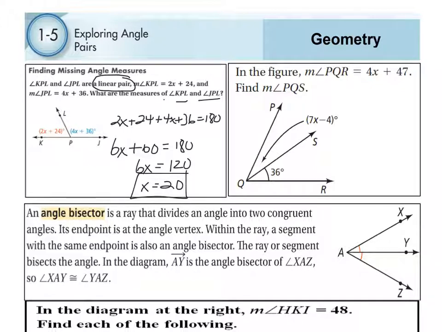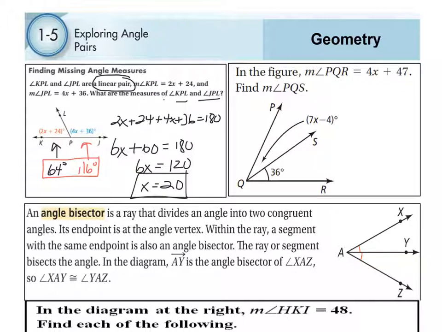If I plug it back into this angle right here, 2 times 20 is 40 plus 24 gives me 64 degrees. And then if I plug it in over here, 4 times 20 is 80 plus 36 gives me 116 degrees. Now how can I check my answer? Those two had better add up to be 180, and they do. So you can figure out things with linear pairs.